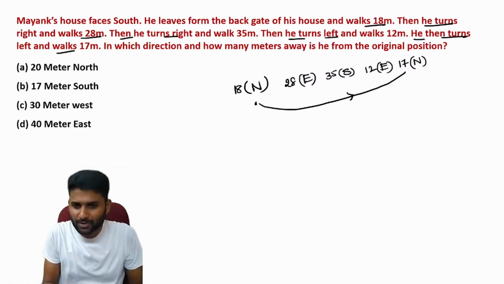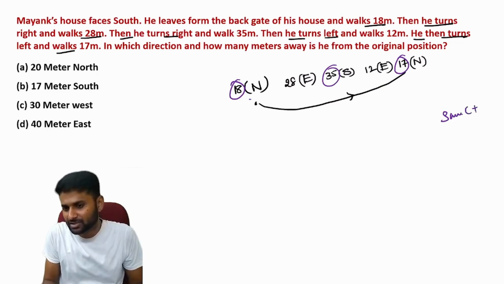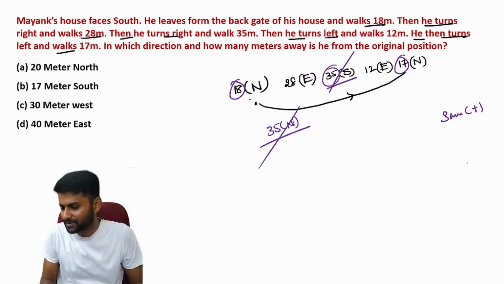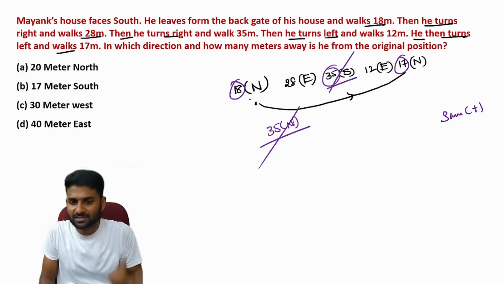Guys, first of all, opposite direction. So 18, 17 and 35, guys. North and north, same direction. Remember that same direction is always positive. So 18 plus 17 is equal to 35 north. And 35 north, 35 south, both are opposite to each other. Opposite direction, find the difference. 35 and 35 difference is 0.